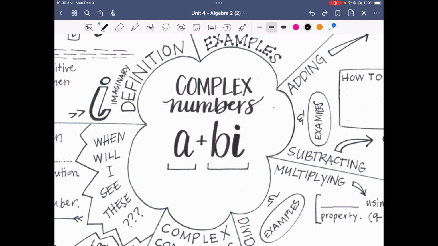So A, whatever number was in place of A, would be the real part of the complex number, and the BI would be the imaginary part of the complex number. So we kind of have these two different sections going on.